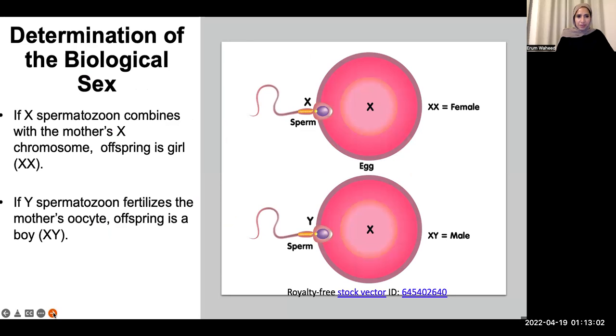Determination of the biological sex. The combination of sex chromosomes determines the biological sex. If an X spermatozoa combines with the mother's X chromosome, the offspring is a female. If a Y spermatozoa fertilizes the mother's oocyte, the offspring is a male.